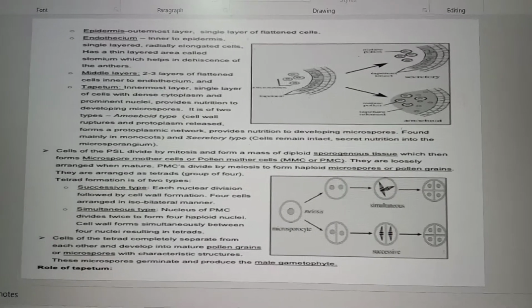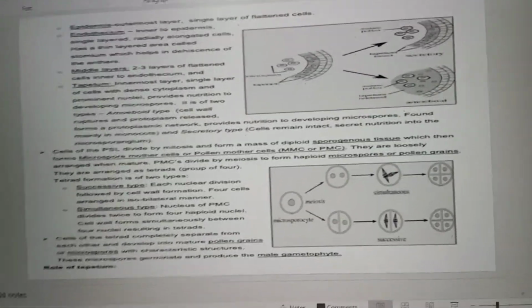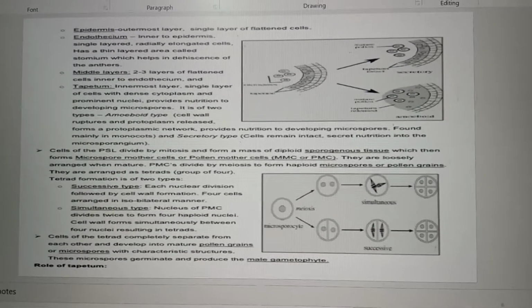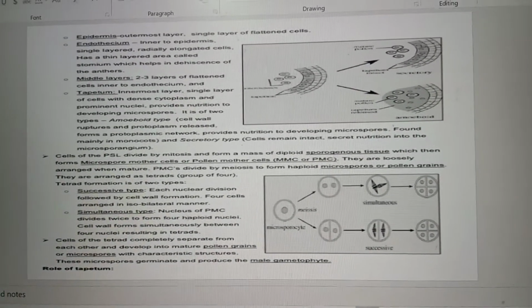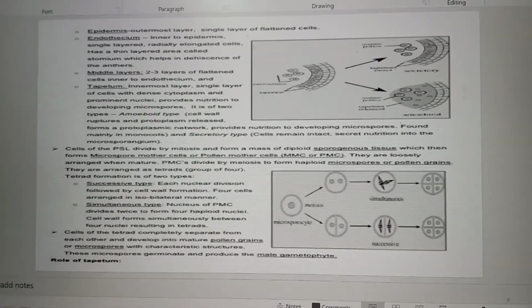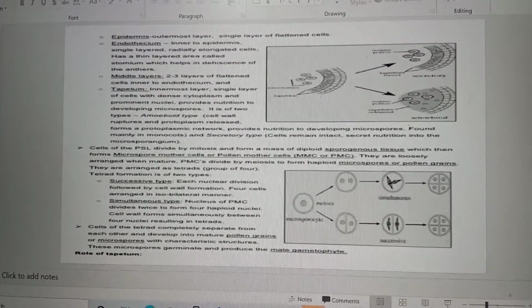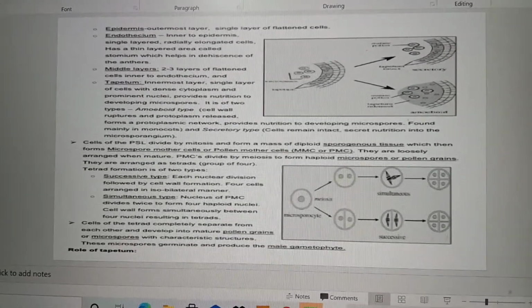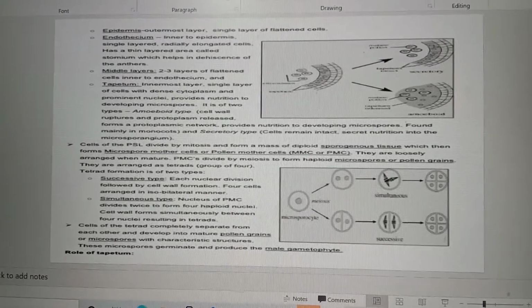Then the wall layers of the pollen sac. Each pollen sac will have an outer epidermis. It is the outermost layer, a single layer of flattened cells. Then the endothecium, which is next to the epidermis. Inner to the epidermis, it is a single layer of radially elongated cells that has a thin area, the stomium, which helps in the dehiscence of the anthers.